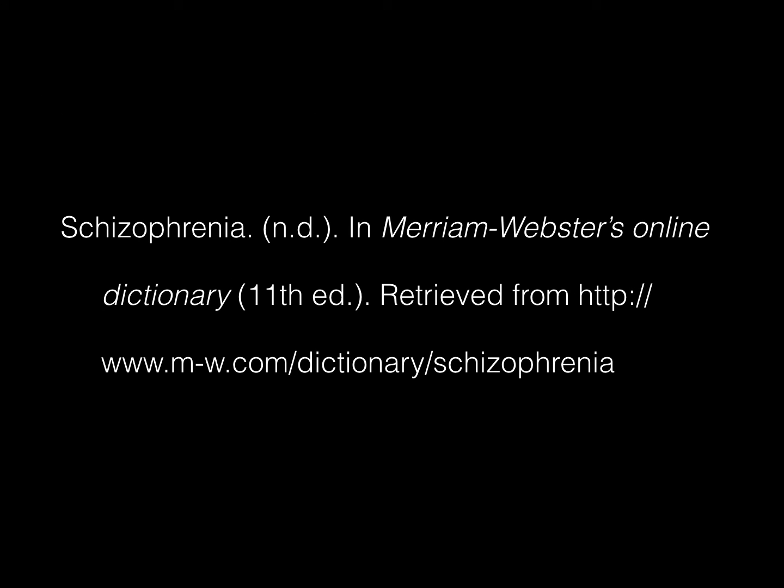Here's one more example, and I chose this particular example just because it's so different than the last one, and I wanted you to see the kind of variation that you can run into. So this is the citation style for an entry in an online dictionary. So we have the entry heading, schizophrenia. There's no date, so n.d., in Merriam-Webster's Online Dictionary, 11th edition, and then the URL, retrieved from, and then you have the URL there. So you can see that there's a great deal of variation in how to cite these sources.